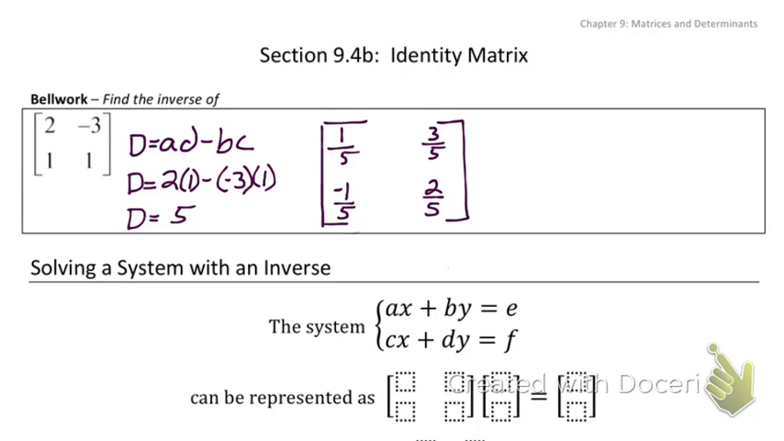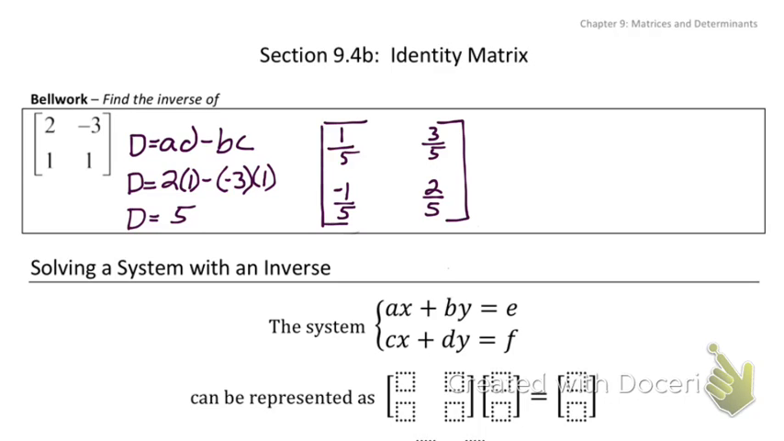So a matrix multiplied by its inverse is going to be the identity. And remember, that has to be commutative. So this times this also has to equal the identity. That's what we went over yesterday, that you have to go both directions to make sure it is the identity.